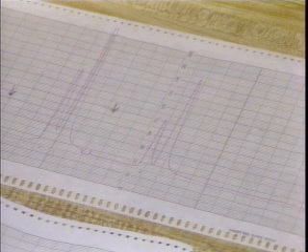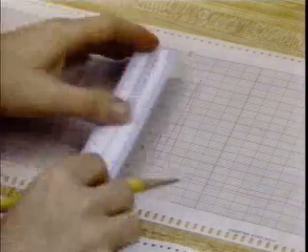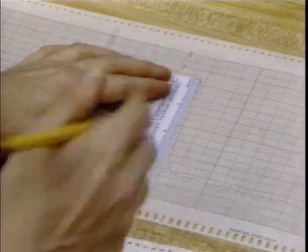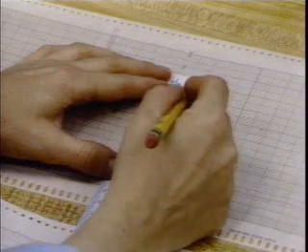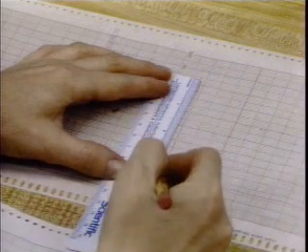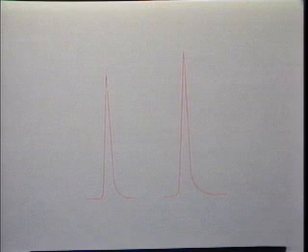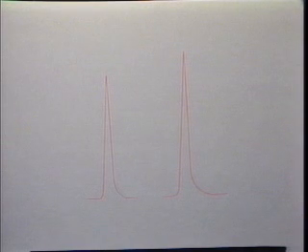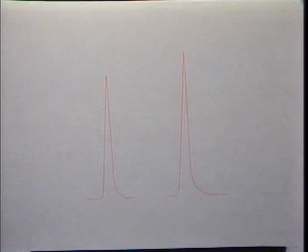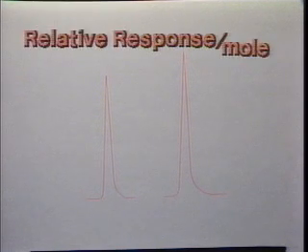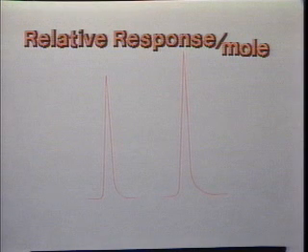Because the pen response is proportional to the detected signal, the area of the peak due to the component is an indication of the amount of the sample present in the mixture. For precise quantitative work, the response factor for each of the components must be determined. This is simply done by determining the relative peak areas on the chromatogram for equimolar amounts of the individual components.